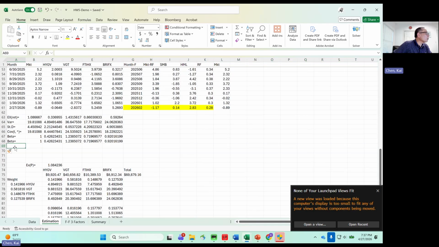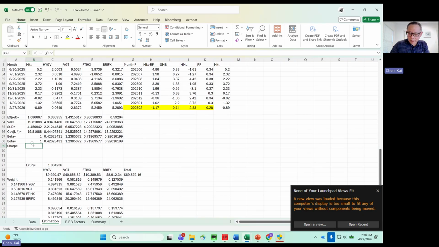Okay, I'm going to calculate the Sharpe ratio. Do you remember the formula? It is the expected return of an individual asset minus the risk-free rate, divided by the standard deviation. Because this is the market.